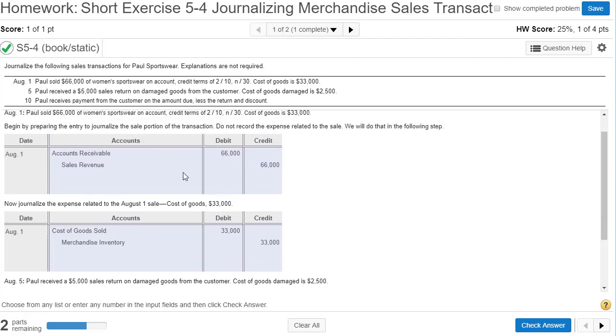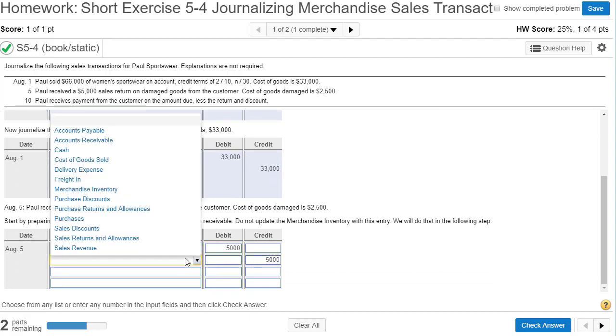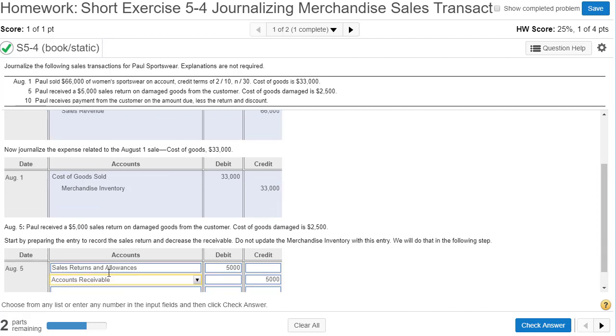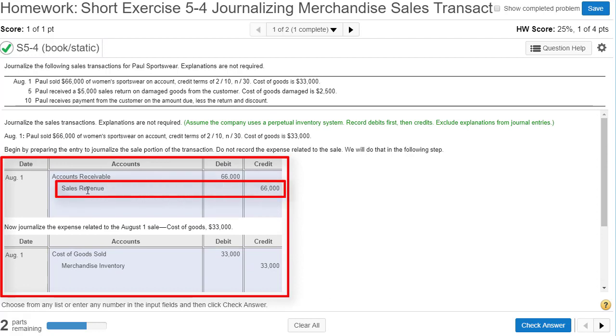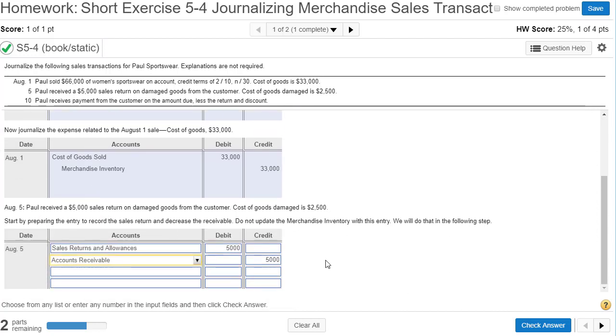So let's go back up here. What happens to accounts receivable when the customer returns it? We have to lower accounts receivable. Here we increased it with a $66,000 debit, so now we have to decrease AR. That customer owes us $5,000 less now. So again, we're just reversing these two transactions, except instead of reversing sales revenue directly, we're going to use Sales Returns and Allowances. And also notice it says, do not update the merchandise inventory with this entry. We will do that in the following step.